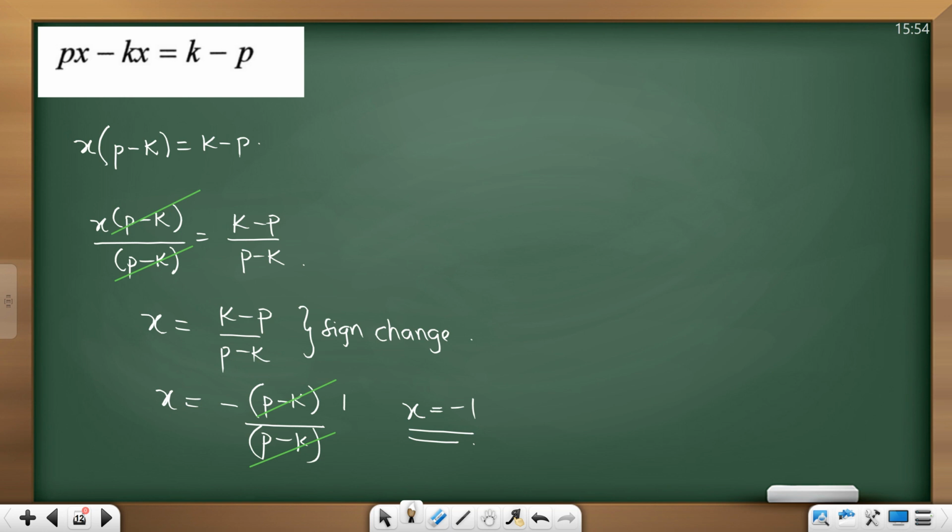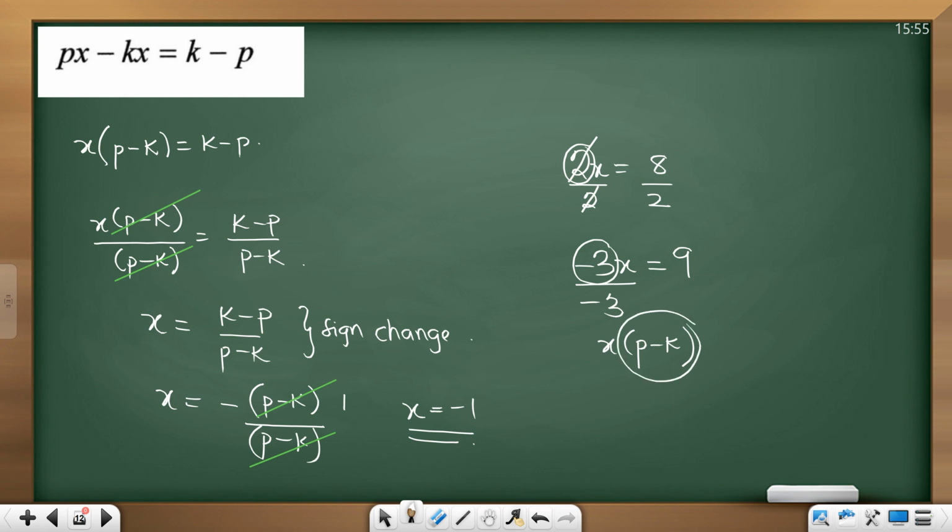Why do we divide with p minus k? Because we want to get x. Linda, if I have 2x equals to 8, what do I do? I divide by 2. You always divide by the coefficient of x so that this 2 then goes. If I have negative 3x equals to 9, I will divide by the coefficient of x, negative 3. So this time around, I have x into p minus k. Divide by the coefficient of x. Linda, did that make sense? So we divide by the coefficient.